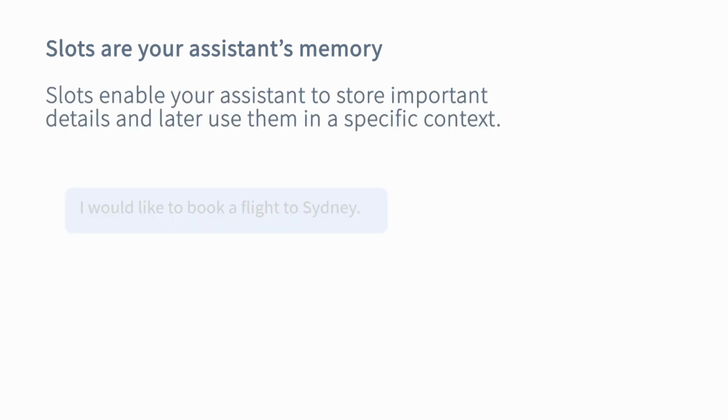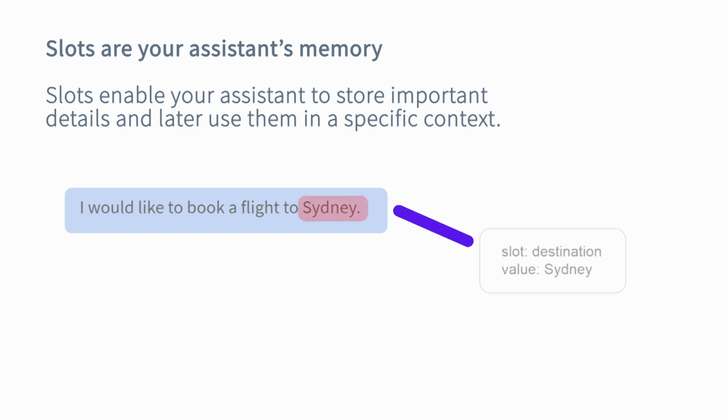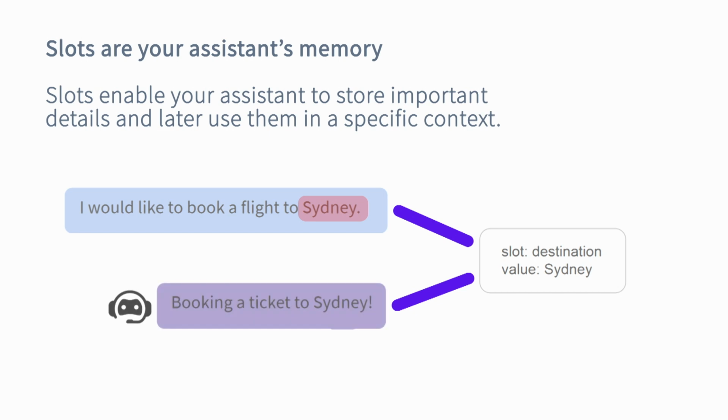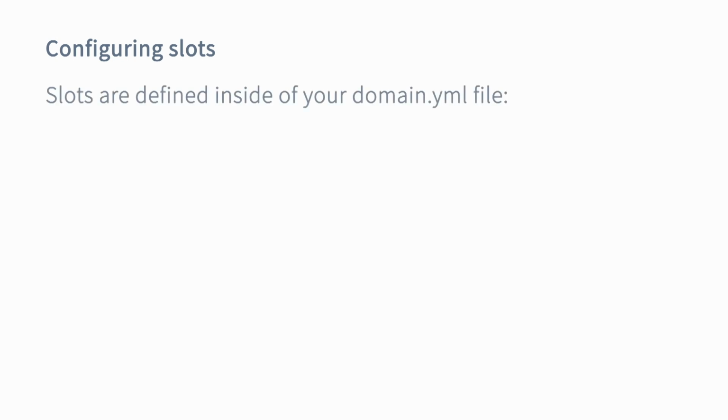So for example, a detail like user's destination is a very important detail for a flight booking assistant. Just like we have in this example where the user says that they would like to book a flight ticket to Sydney, a detail called Sydney could be extracted as a slot and later on used by your assistant when making a booking. So how are the slots defined?